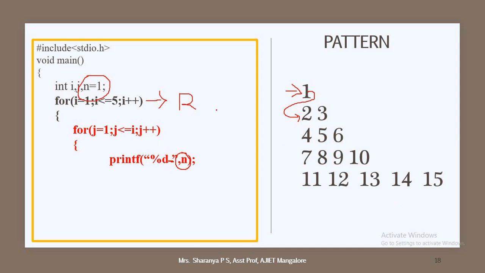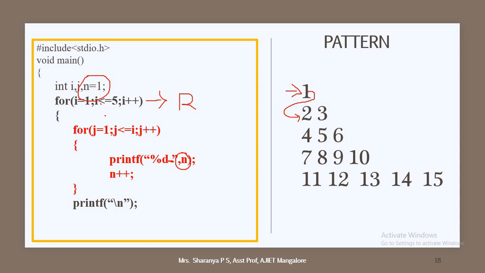First time n will be printed with the value 1. Next n will be incremented. What is the n value now? It will be 2. Is it working once again? No. For the first time this inner loop will work only 1 time with the i value as 1. Next it will print the new line. So the cursor is in this location.